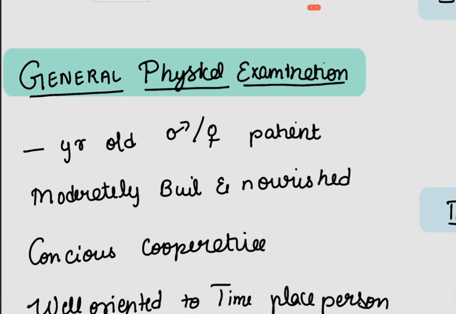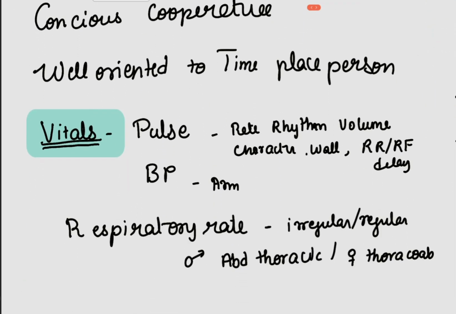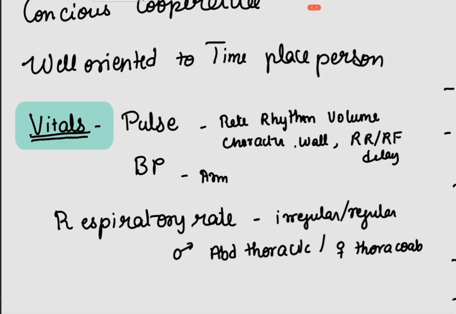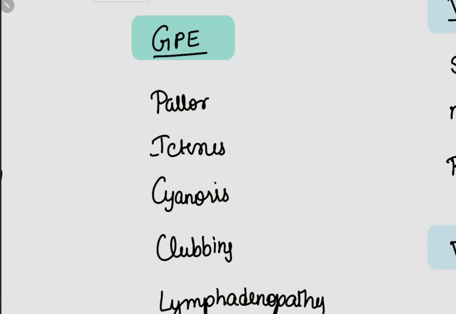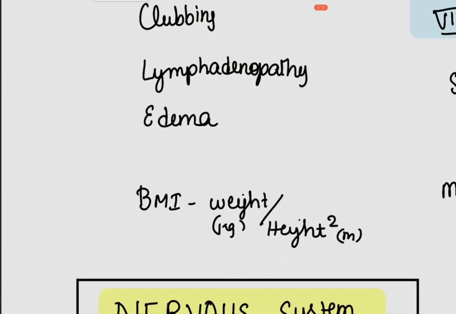Then we'll move on to general physical examination. So, so and so, an old male or female patient, moderately built, nourished, conscious, cooperative, well oriented to time, place, person. Vitals, as usual, we know: pulse, BP, respiratory rate. Please make sure you write in detail about pulse: which arm, which artery, rate, rhythm, volume, character, wall thickness, if any radio-radial or radiofemoral delay. Then we'll proceed with pallor, icterus, cyanosis, clubbing, lymphadenopathy, and edema.